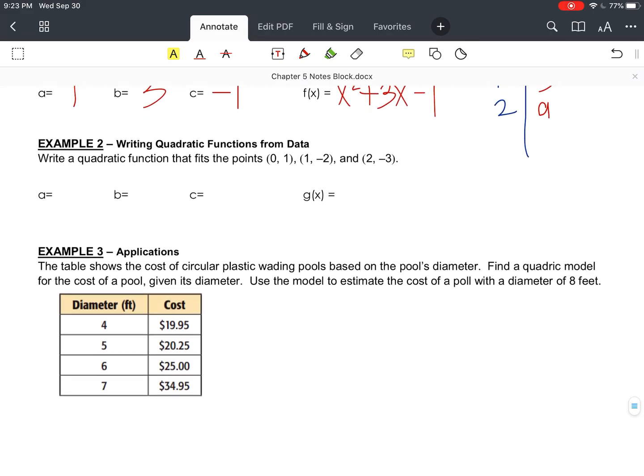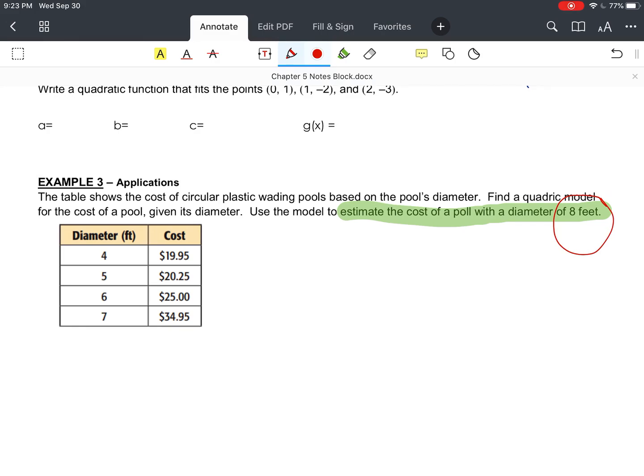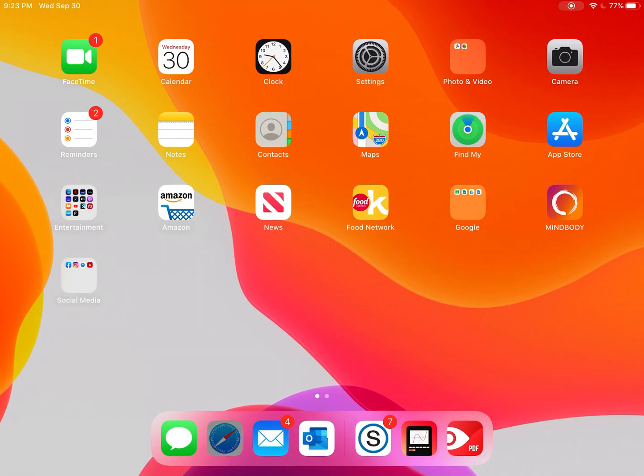So you would do the exact same thing for number 2. Again, either using a TI-84, using the green instructions, or you can go to that website. I'll make sure to link it in the folder. So here is an application problem where they gave me the diameter of a pool and then they told me the cost for each diameter, and they want us to use the model to estimate the cost when my diameter is 8 feet. So I need to get an equation that I'm then going to substitute 8 into.